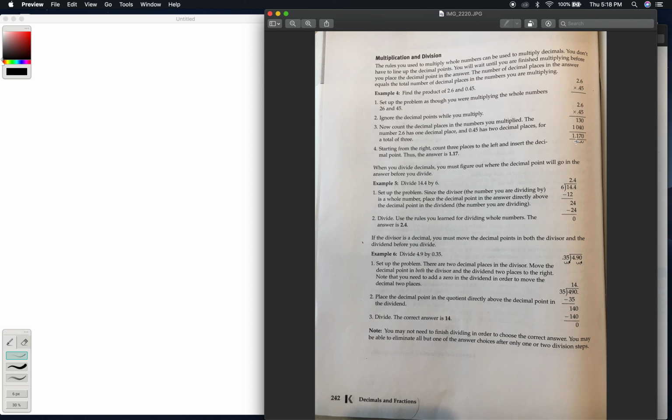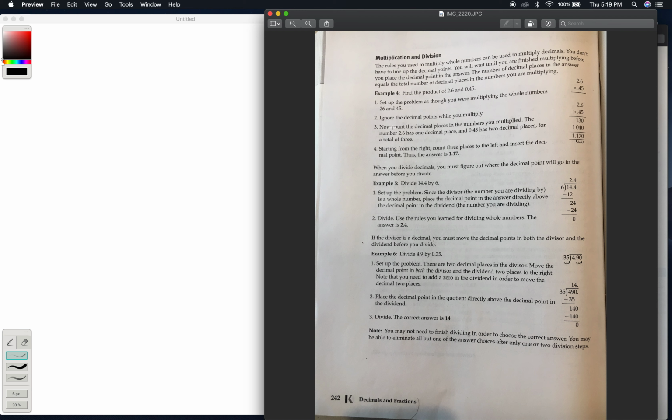As you can see here, 0, 7, 1 decimal. Okay, so the number of decimal places in the answer equals the total number of decimal places in the numbers you are multiplying. Find the product of 2.6 and 0.45. Set up the problem as though you were multiplying the whole numbers, 26 and 45.